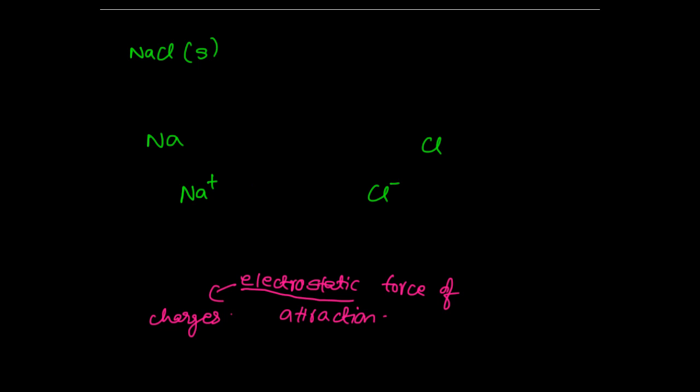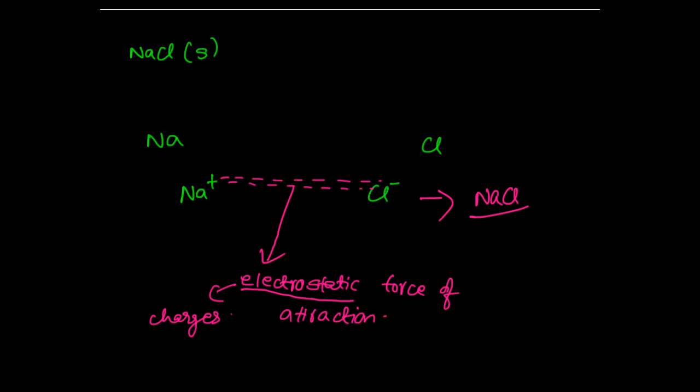So the plus ion and the minus ion are attracted due to electrostatic force of attraction, and we are required to show the electrostatic force of attraction in this way: the dotted lines from the positive to negative. So this is the electrostatic force of attraction. Now the positive ion and the negative ion are attracted and they form the NaCl molecule.